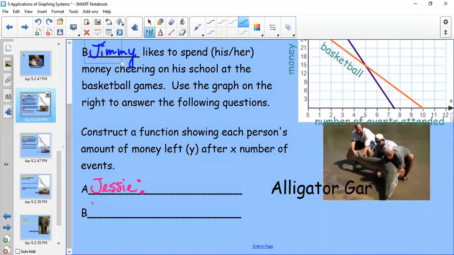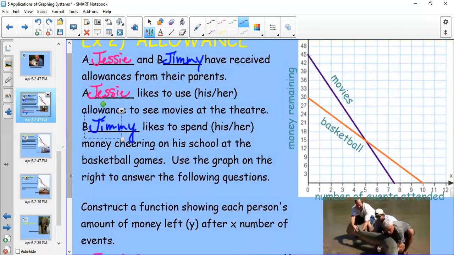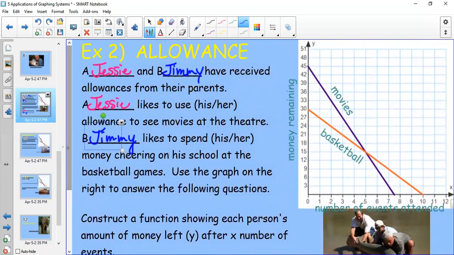All right, this problem is going to deal with getting money for allowance and how they're spending their money. Now, my brother and sister are 40 plus years old, so they're not still getting an allowance, but imagine that they're about your age.